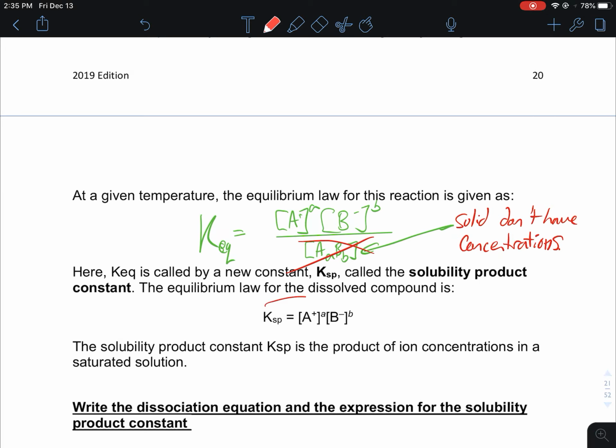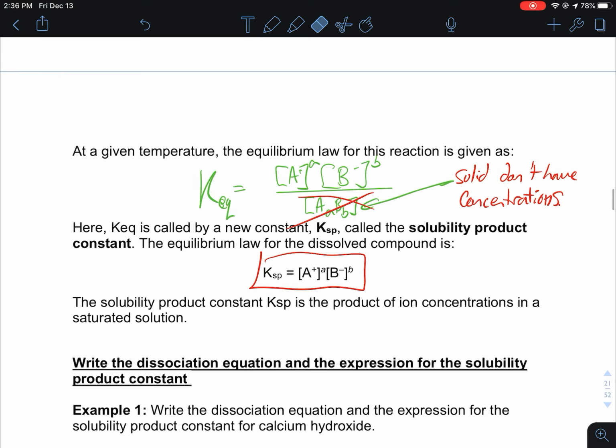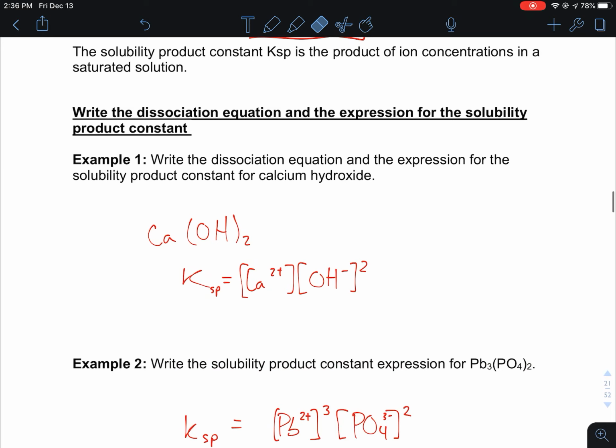All right, so here is what happens. You reduce it down, you get rid of that KEQ, and you call it KSP for solubility product. Does it mean anything different? No. Is it confusing that it's not KEQ? Probably, and it's really probably unnecessary, except that it does help remind you that you don't need a denominator. You don't need to divide by anything.